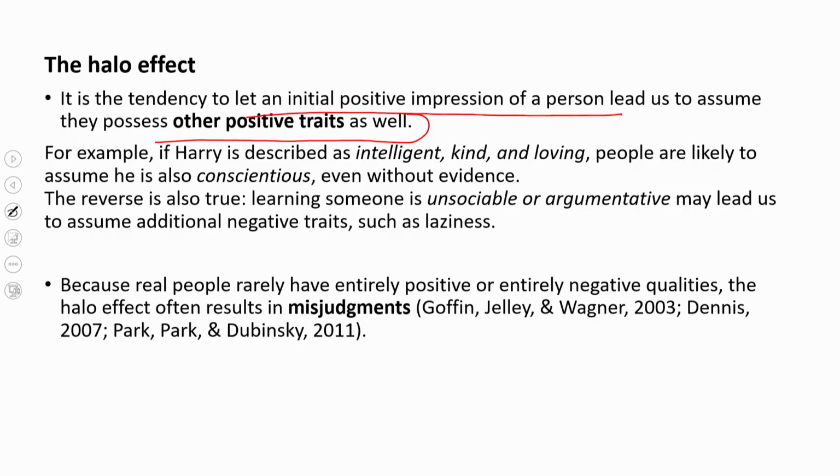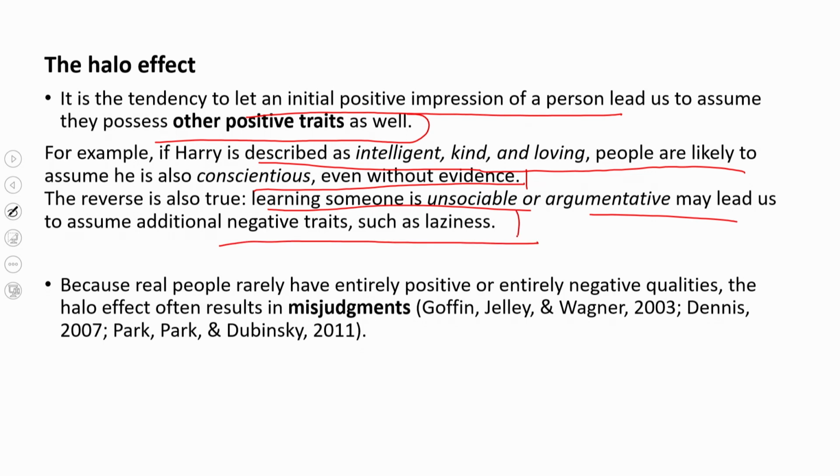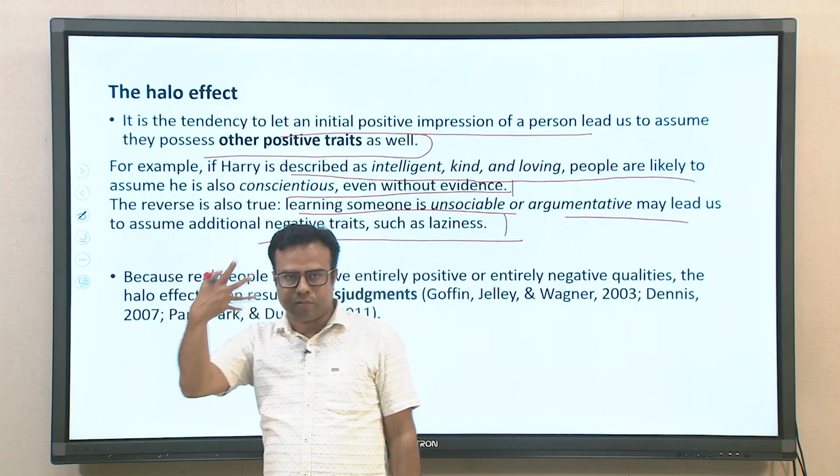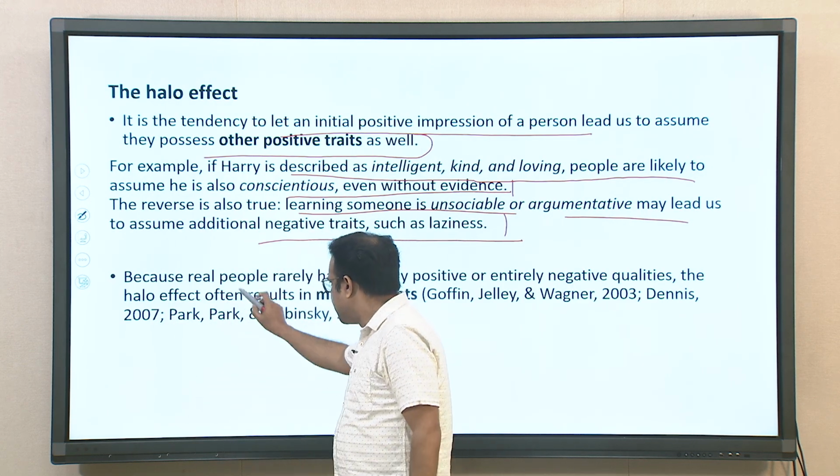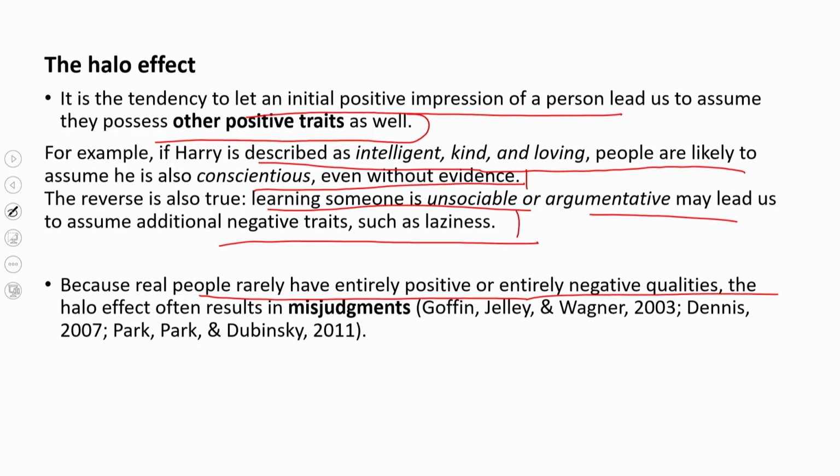For example, if Harry is described as intelligent, kind and loving, people are likely to assume he is also conscientious even without evidence. So, that is looking at a few characteristics and then judging other things also. The reverse is also true. Learning someone is unsocial or argumentative may lead us to assume additional negative traits such as laziness and so on. Because real people rarely have entirely positive or entirely negative qualities, the halo effect often results in misjudgment. So, from a few initial impressions you make judgments about others. That is called the halo effect.